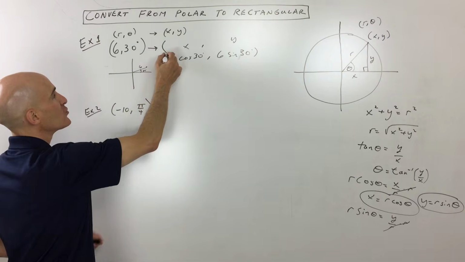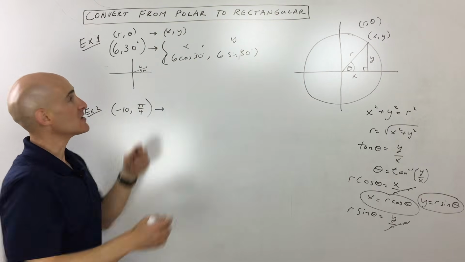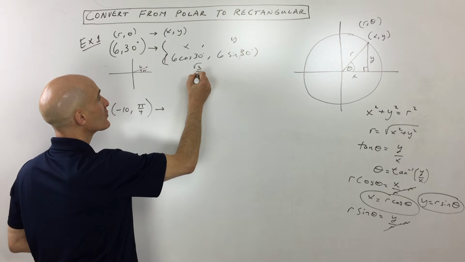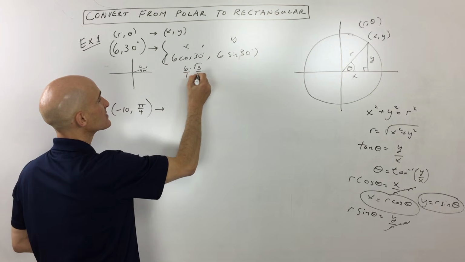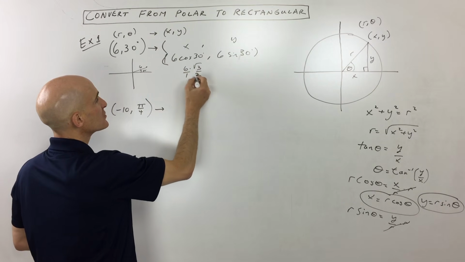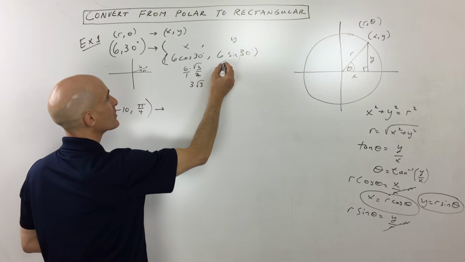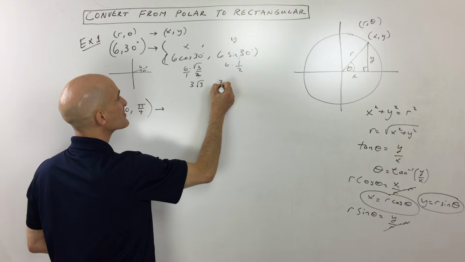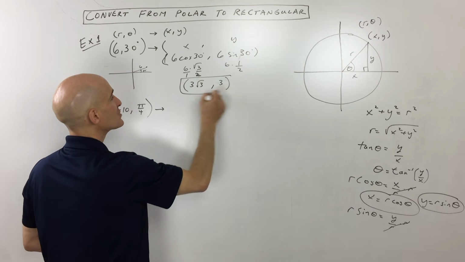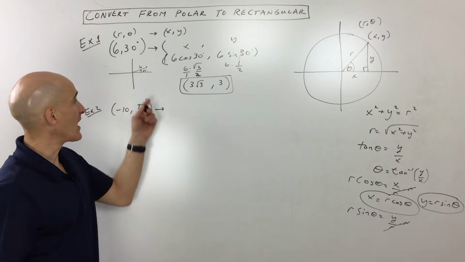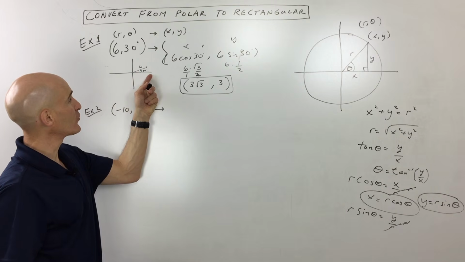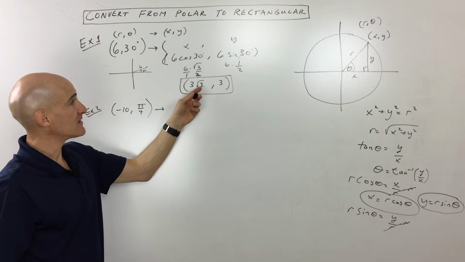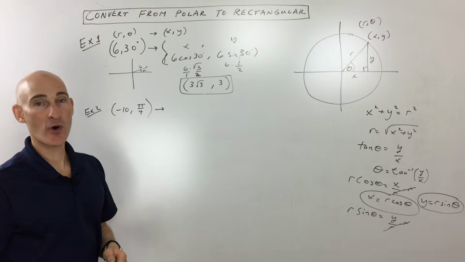But remember from your unit circle, what's the cosine of 30 degrees? Well, it's square root 3 over 2 times the 6, right? So the 6 and the 2 reduce, so that's going to be 3 square root of 3. And what's the sine of 30? That's 1/2. So 6 times 1/2 is 3. So the location of this point using rectangular coordinates or xy coordinates, you're going to go right 3 root 3, up 3, and that's going to be the location of your point.